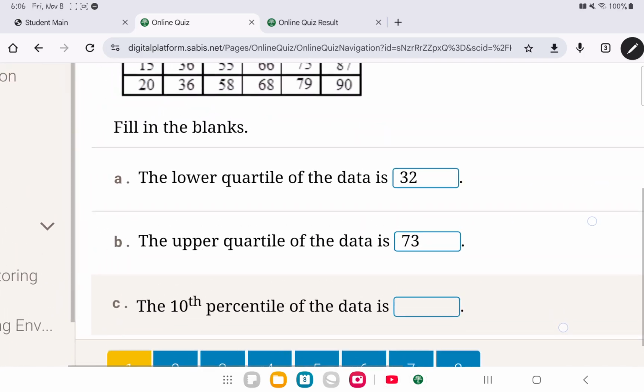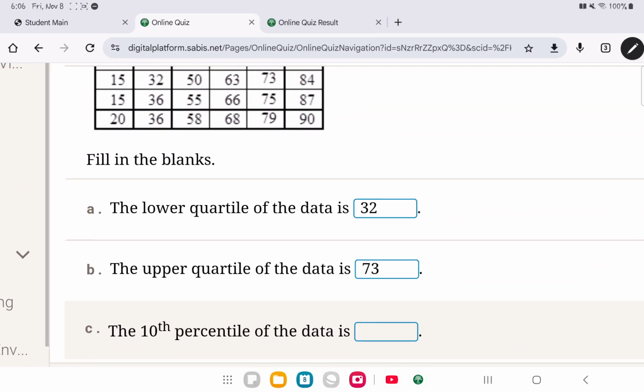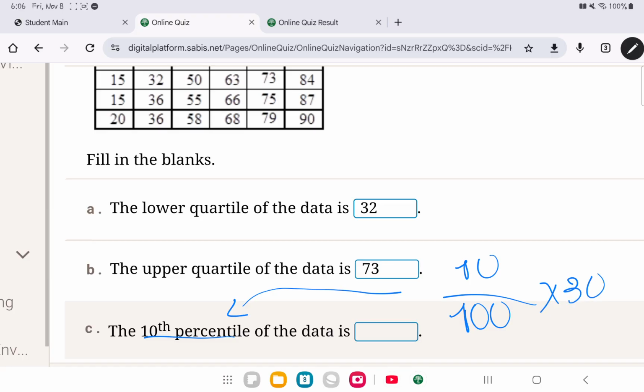Now we move on to the 10th percentile. What does 10th percentile mean? It means 10 over 100, so 10% of the total. So 10 over 100 times 30, okay? If you do it, you are gonna get 3.